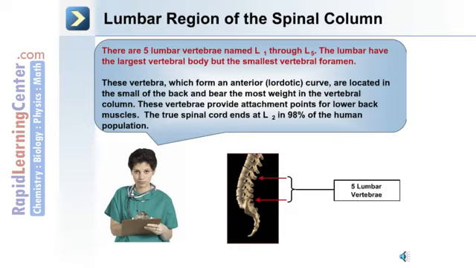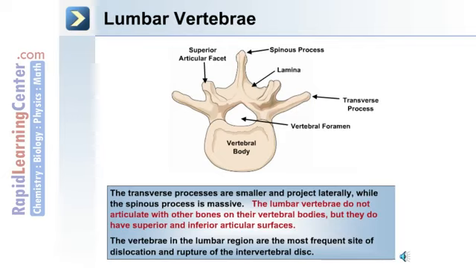And the true spinal cord ends at the second lumbar vertebrae in 98% of the human population. As shown in this image, the transverse processes are smaller and project laterally, while the spinous process of a lumbar vertebrae is massive. The lumbar vertebrae do not articulate with other bones on their vertebral bodies, but they do have superior and inferior articular surfaces. The vertebrae in the lumbar region are the most frequent site of dislocation and rupture of the intervertebral discs.